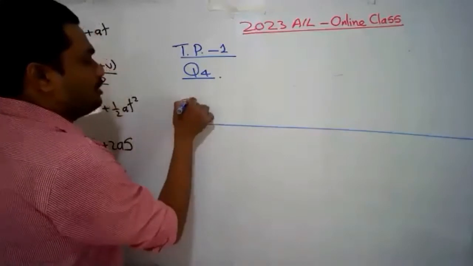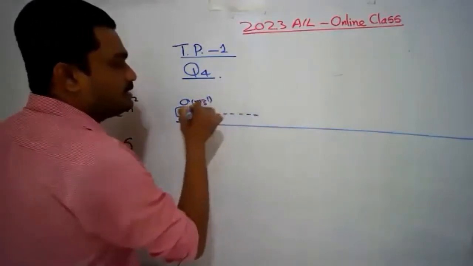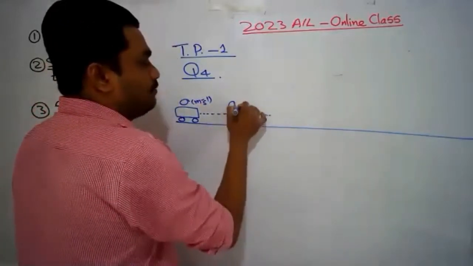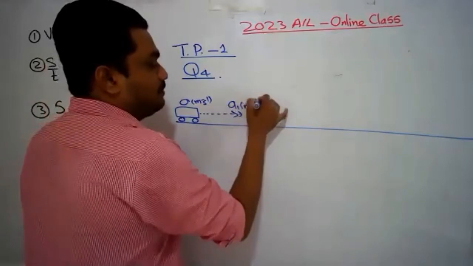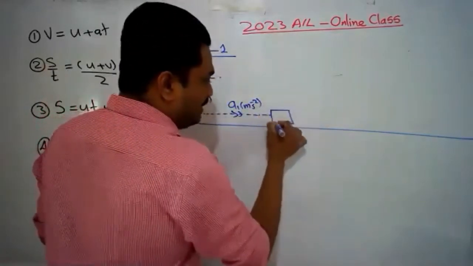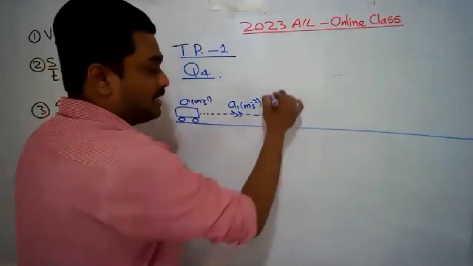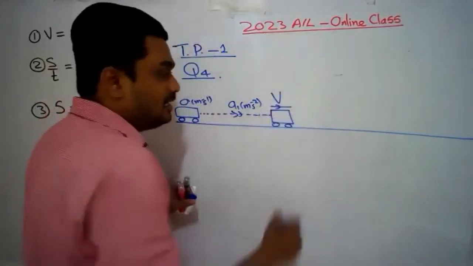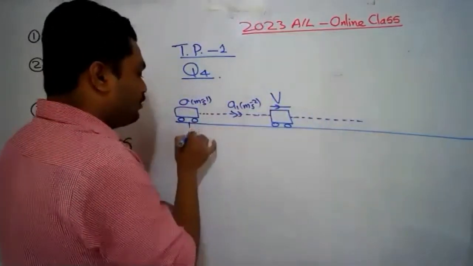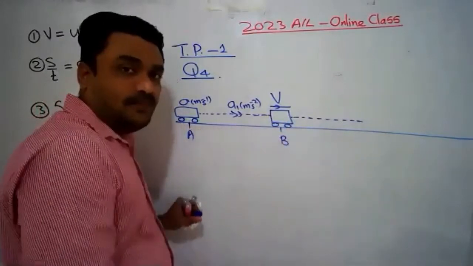So it means initial velocity is 0 meter per second. It travels with a certain constant acceleration. So I mark the acceleration as a1 meter per square seconds. So at the end of the acceleration period, it obtains a certain velocity. I'll mark it as v. Then it travels with this obtained velocity. So velocity of the object when it reaches B is v meter per second.